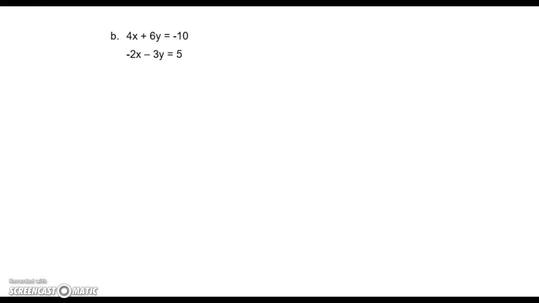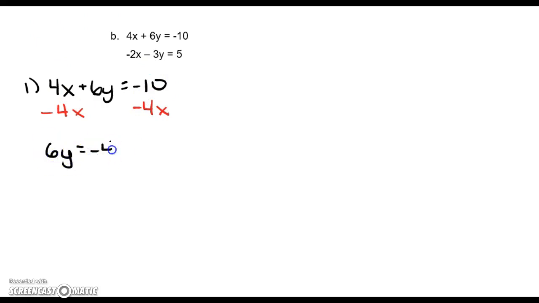So example B here, we have the equations 4x plus 6y is equal to -10, and -2x minus 3y is equal to 5. So once again, I'm going to put these into slope-intercept form. So here we have our first equation is 4x plus 6y is equal to -10. Once again, I'm going to solve for y, so I'm first going to move 4x over by subtracting it. So then we're left with 6y is equal to -4x minus 10.